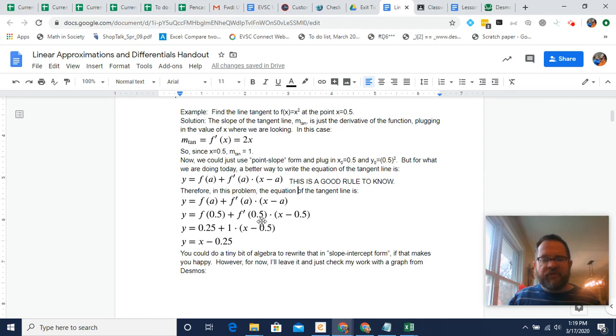Well, f prime of 0.5, remember f prime is 2x, so f prime is 1, because 2 times 0.5, times the quantity x minus a, where a is 0.5. And with a little rearranging, that turns out to be y equals x minus 0.25. And you could write that however you want, point-slope form, or slope-intercept form, which is actually what I have right there.